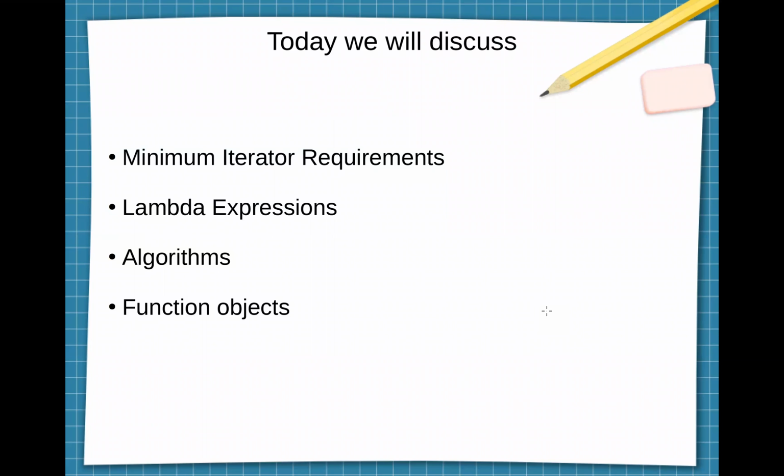Okay, so these are the topics for discussion today. We'll talk about the minimum iterator requirements, although we mentioned them before, but we'll reiterate today. And we'll talk about lambda expressions. This is something new to us, but it's widely used, so we should be aware of it. We'll talk about the algorithms and finally about the function objects.